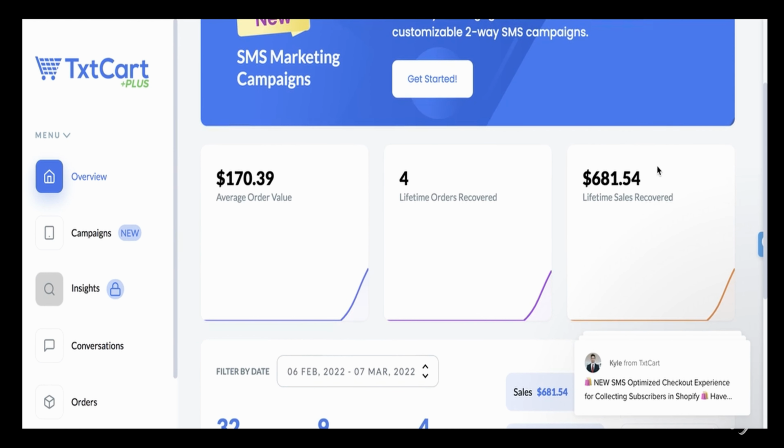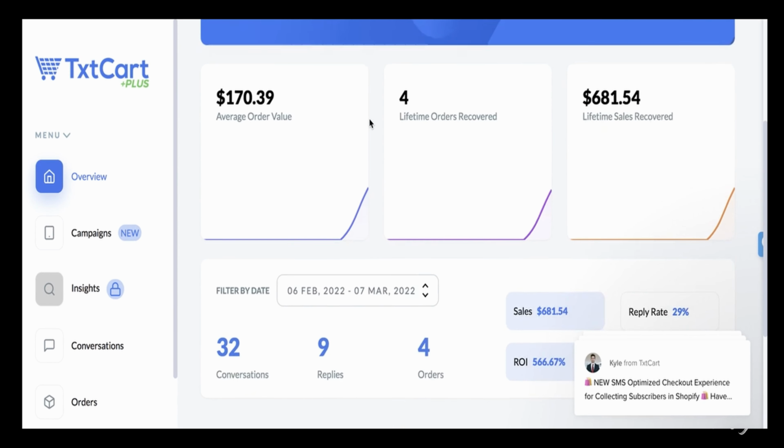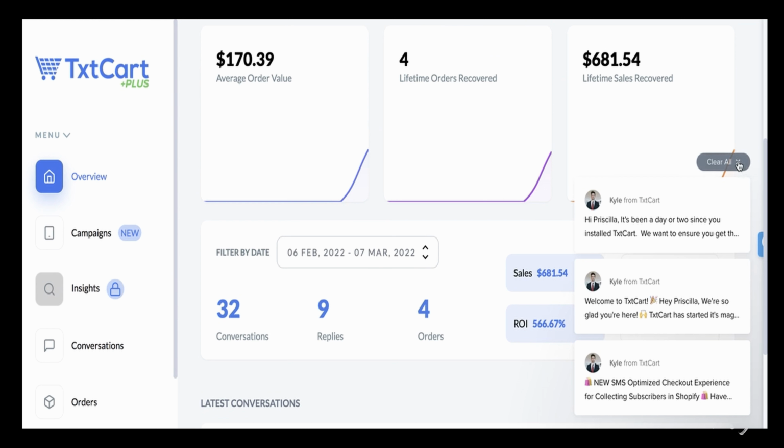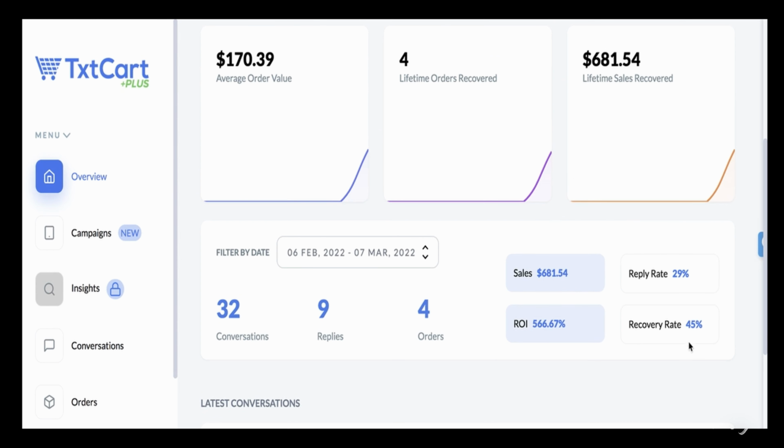Here's another store that's accumulated over $600 in recovered sales, $170 average order value, and we just implemented this in the last week. So an extra $681 just in the last week alone at a 45% recovery rate.